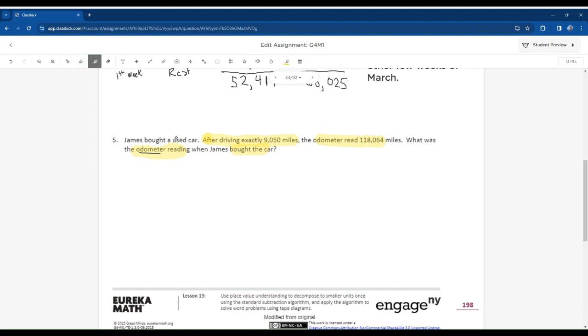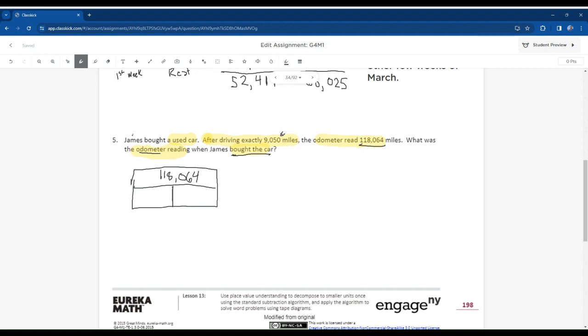And again, this car is used. So somebody had this car and was driving it before James bought it, and they used the car and they drove it. So that's really what we need to figure out, is how many miles the car was driven before James bought the car. So the odometer reading now, to use a tape diagram, the number on the car now, which says the total number of miles it's been driven, is 118,064 miles.